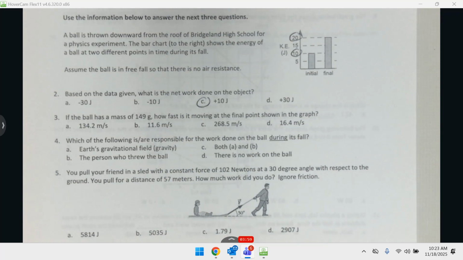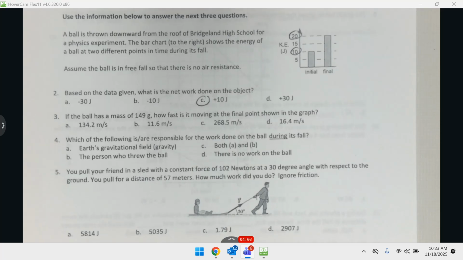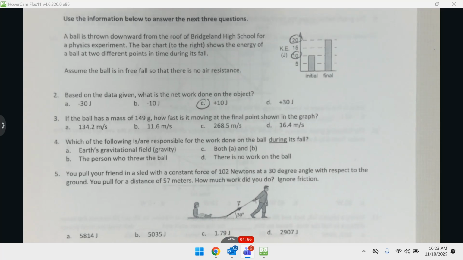76% of you got that one right. But yes, it's C, positive 10. Number 3 says, if the ball has a mass of 149 grams, how fast is it moving at the final point shown in the graph?